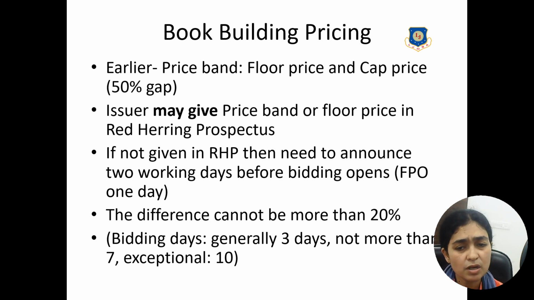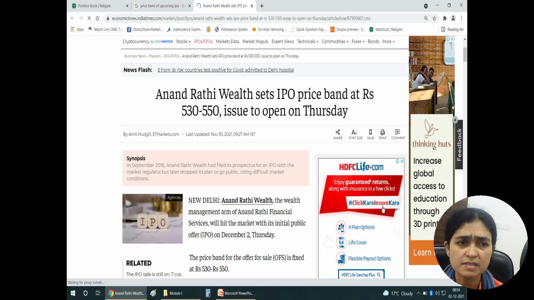And in case there are holidays or some issues, then it may happen that you can be given a bidding duration of 7 days. This is one example which talks about the range given by Anand Rathi, one of the best companies so far as wealth related services are concerned. They have given the price range of 530 and 550. What this means is, this is what is known as the book building regime.